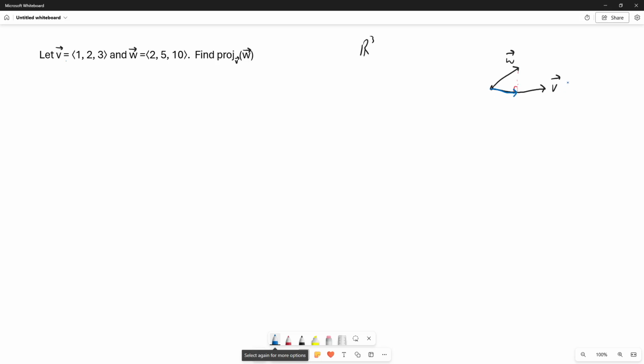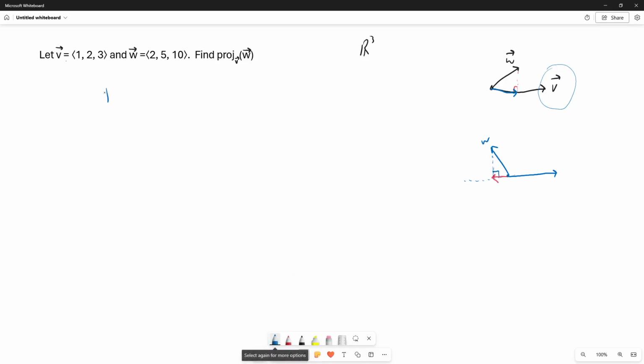So it's a multiple of the vector v. You're taking the portion of w that is in the direction of v. Or sometimes in the opposite direction, if the vector w was pointed this way and v is over here, then you're really projecting onto this line. You're going straight down orthogonally, and the projection vector would be this one.